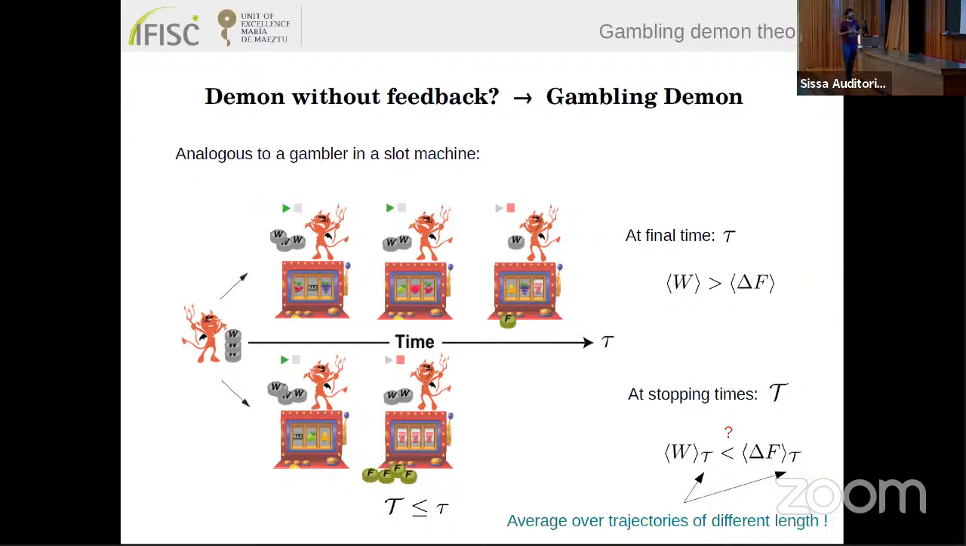And the question here is what happens when we don't wait until the final time, but the demon is allowed to stop the trajectories at some especially convenient times based on the information at hand. And so we ask whether this inequality can be inverted. And of course, those are averages of trajectories of different lengths. And we answered this question in the positive and indeed derive some universal bounds that quantify how much this inequality can be inverted, and also derive some stronger fluctuation theorems of the stopping times.